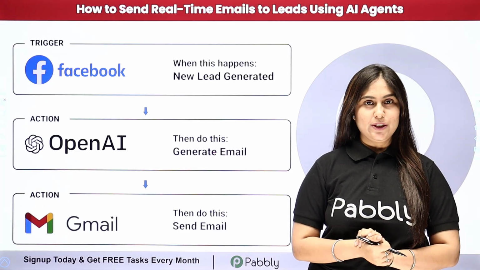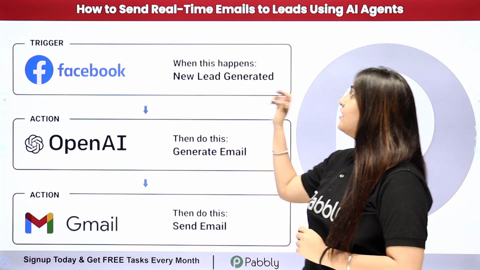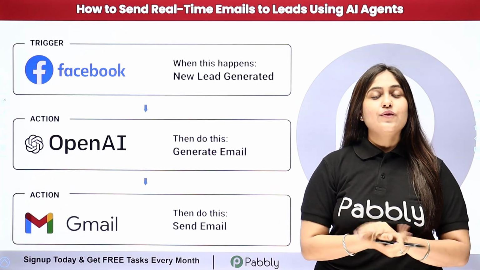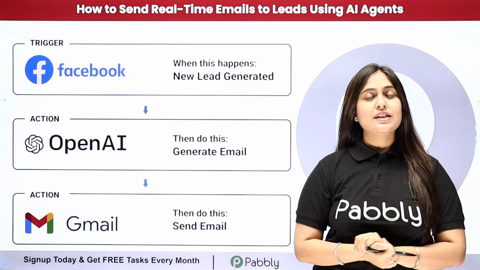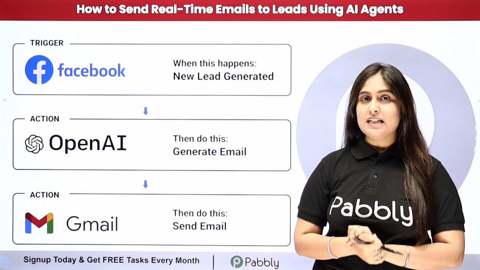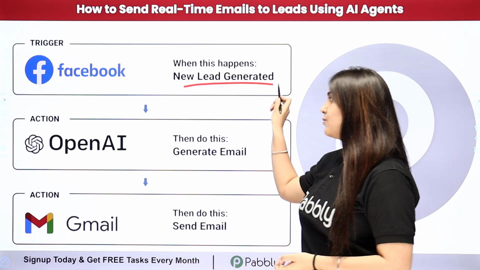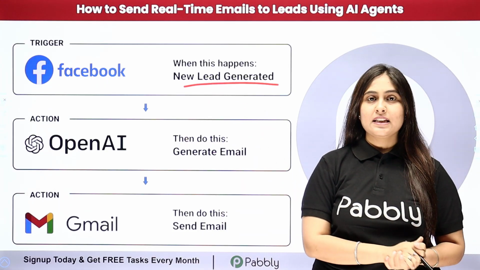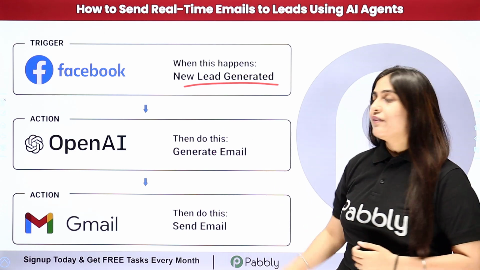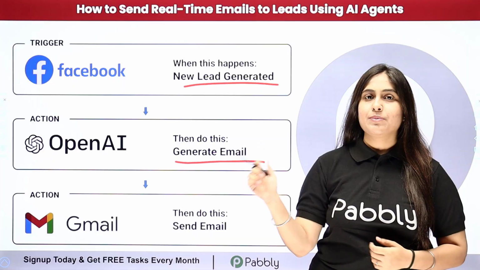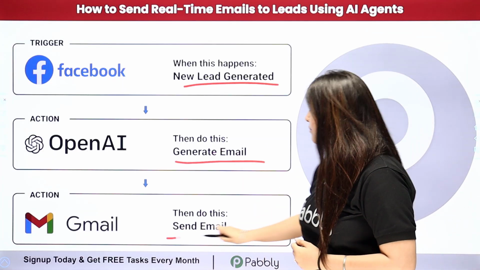In this video we are going to understand how to send real-time emails to leads using AI agent. So as an owner of a digital marketing agency, I receive a lot of leads through my Facebook lead ads. So now here my objective is that when I receive a new lead through a Facebook lead ad, then automatically using the details, OpenAI should generate an email for the same, and after that automatically that email should be sent to my lead on their Gmail account.